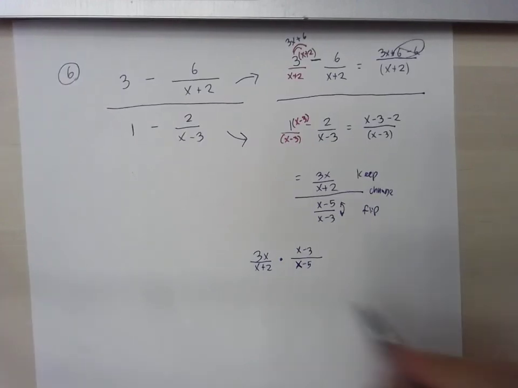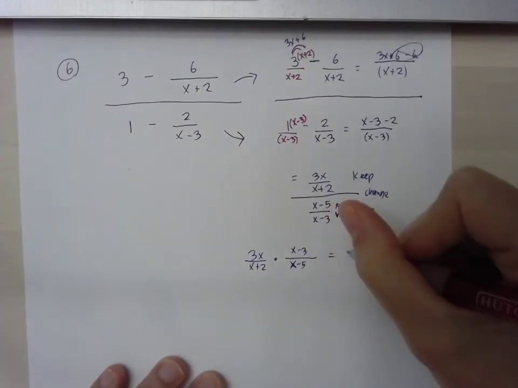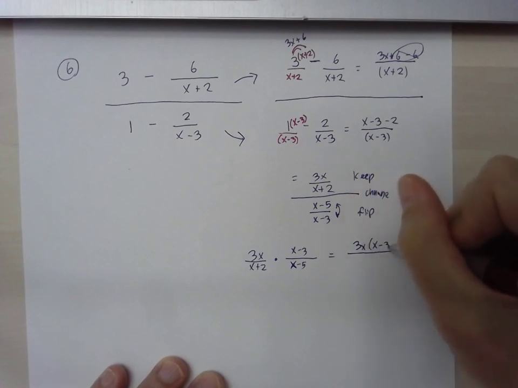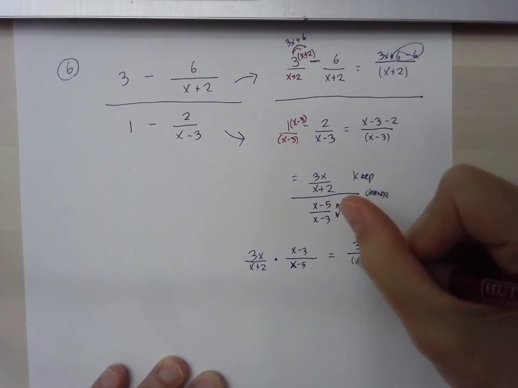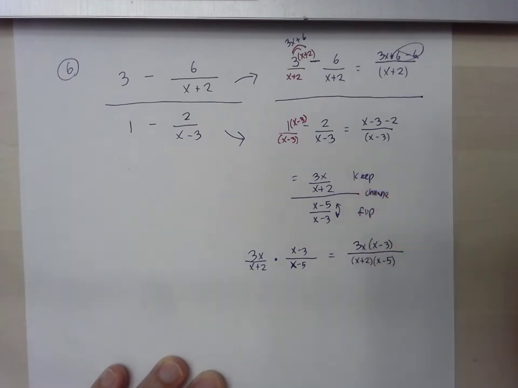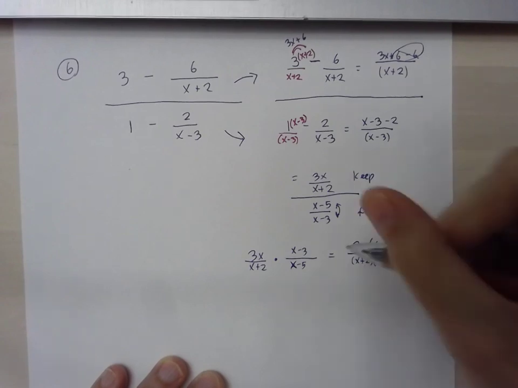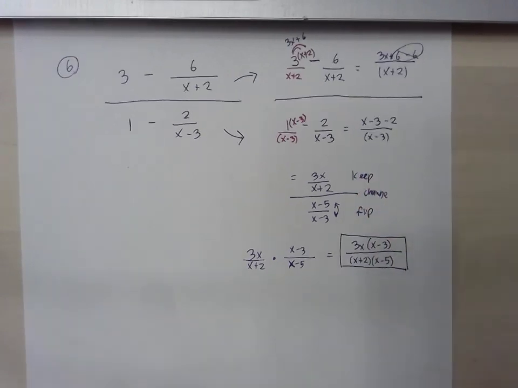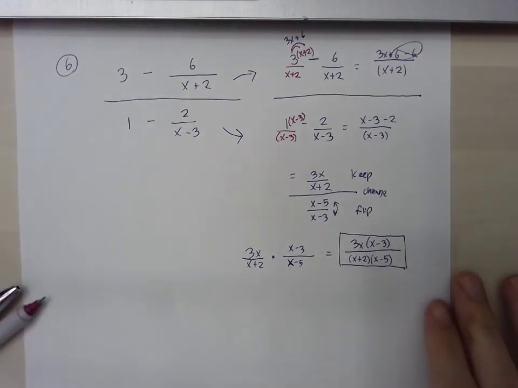Now, nothing on here is factorable. I think we kind of hit the jackpot on here. Nothing's going to really cancel out, so all we're going to do is just combine them together. This is 3x times x minus 3, over x plus 2 times x minus 5. And that would be our final answer. Again, don't worry about the restrictions on these ones. Just kind of look at the process there.